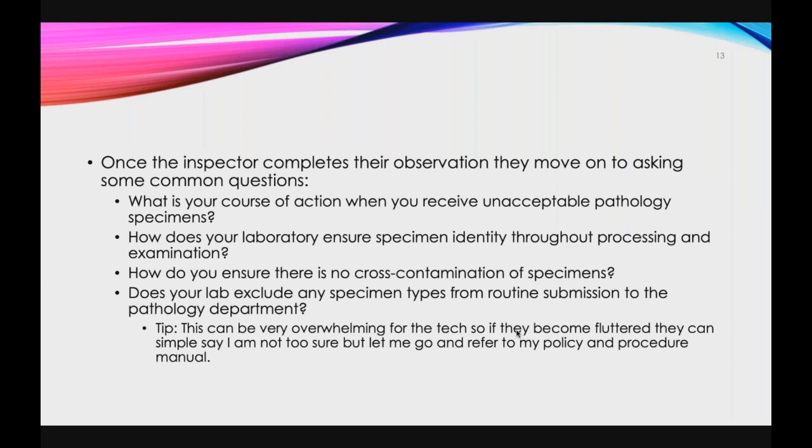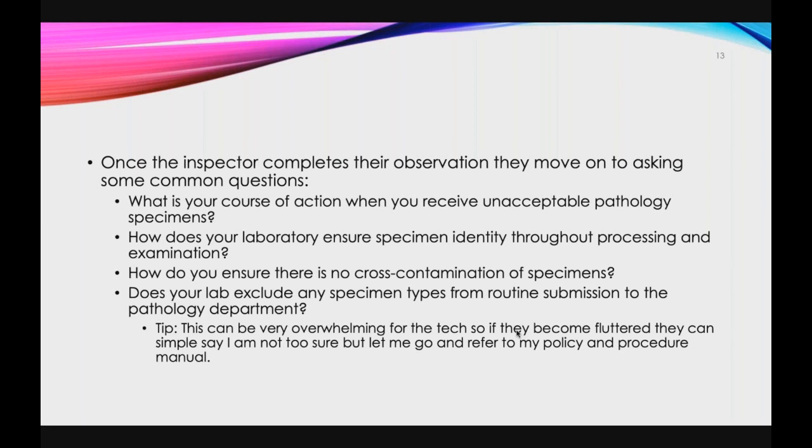Once the inspector completes their observation, they will look on to asking some common questions. So they may ask the staff or accessioners what your best course of action is when you receive an unacceptable pathology specimen. Or how does your lab ensure specimen identity throughout processing and examination? Or how do you ensure that there is no cross-contamination? And does your lab exclude any specimens? Because these are all part of the requirements. So you need a policy for what's excluded.